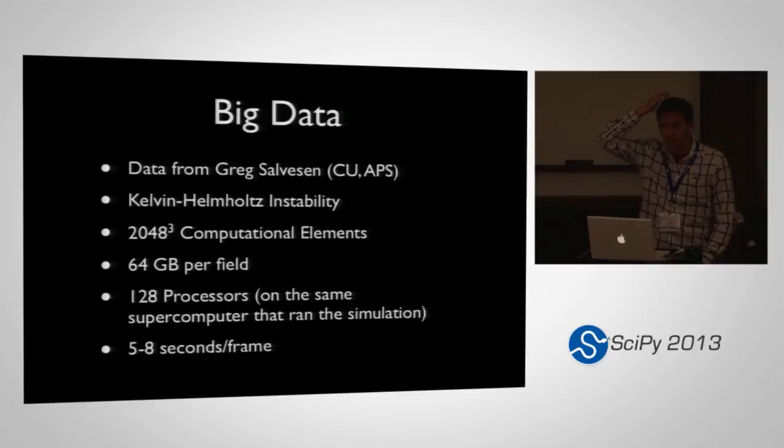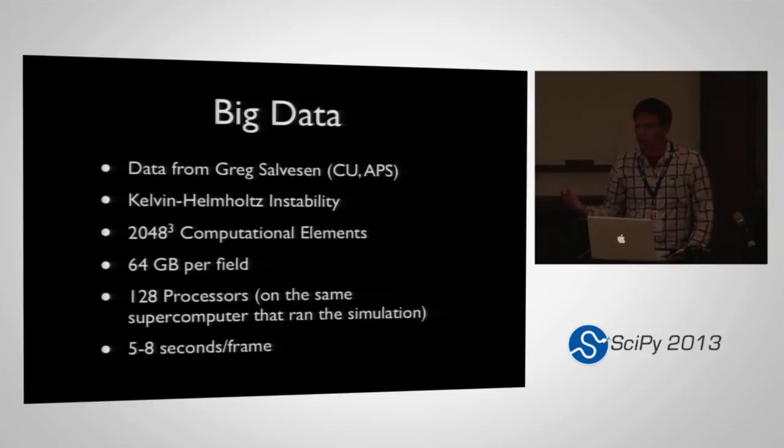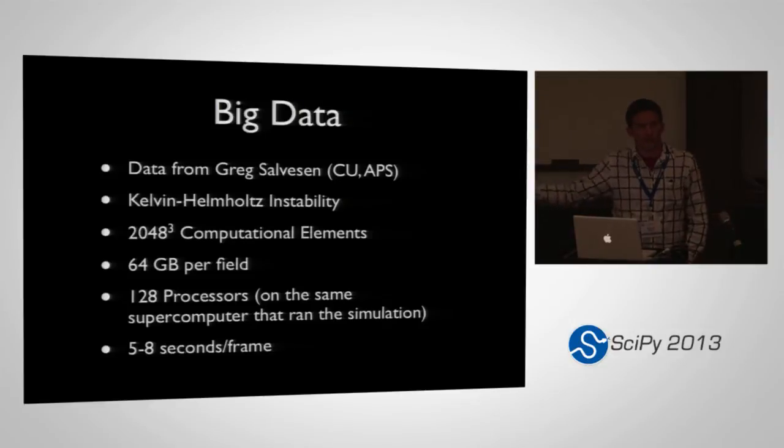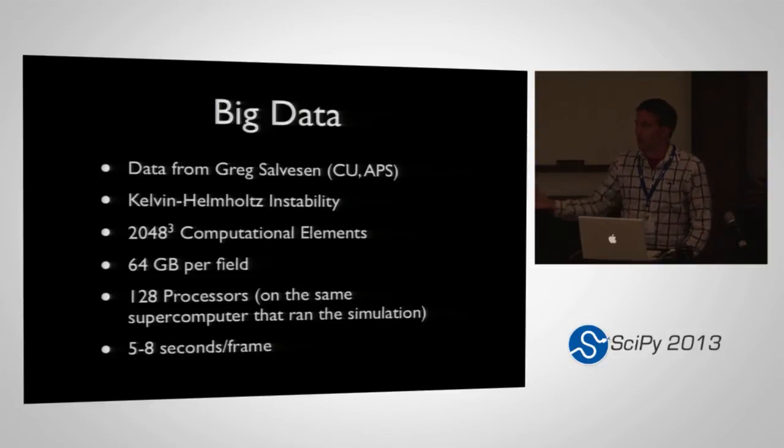What I'm going to show you is a 2048 cube simulation where each field is 64 gigabytes. This is run on 128 processors. And the key point here is that this rendering is run on the same computer, the same supercomputer that ran the simulation in the first place. This is really useful because you don't want to be moving your terabytes of data around the world, even across rooms to an analysis cluster away from the supercomputer.